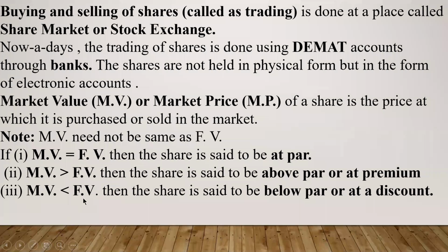And if the market value is less than face value, then the share is said to be below par or at discount. So all these theory things you must study. It may come as an objective, multiple choice question. So we have seen there are two things assigned to a share. One is face value, the other one is market value. Face value is the value assigned to the share certificate, and market value is the value at which it is available in the market, which may not be equal to the face value.